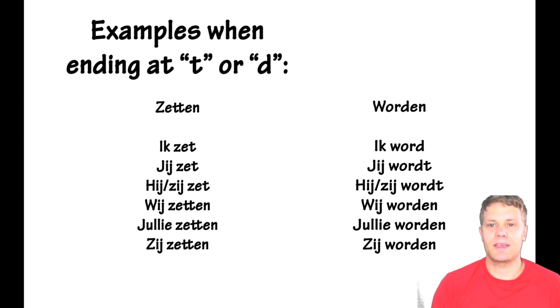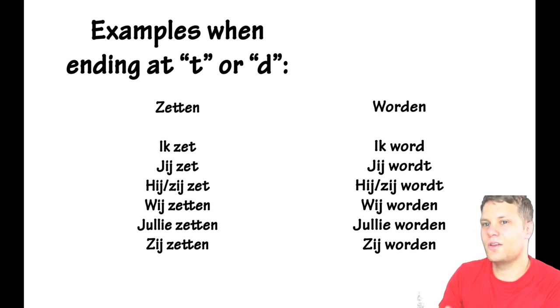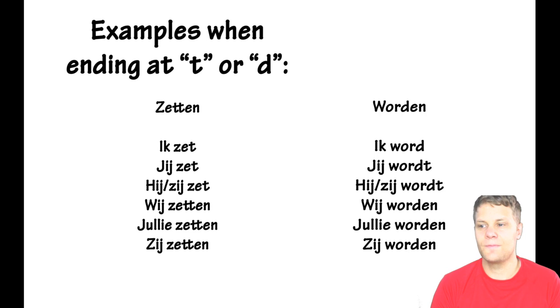Look at an example like zetten, when there's already a T there. So you're wondering like, oh, am I going to add a T? No, they don't want double T at the end. It just doesn't make any sense. So zetten means to put or to place. Ik zet, jij zet, see, it should have had another T, but it doesn't because it already has a T. Hij, zij, zet, and then the double T comes in place, otherwise it would be zeten. So two T's, wij zetten, jullie zetten, zij zetten.